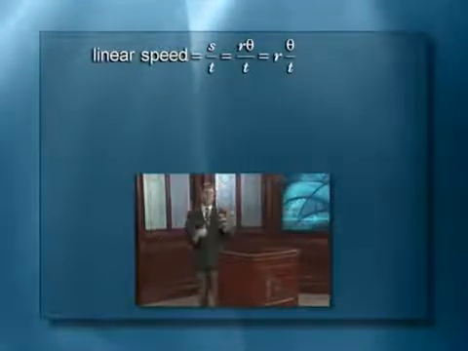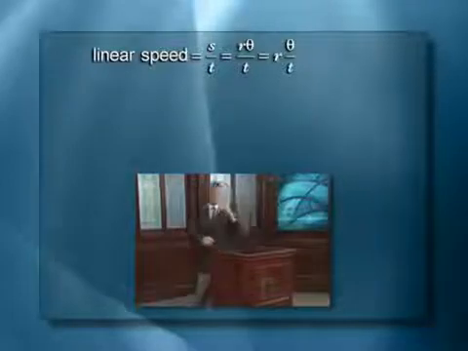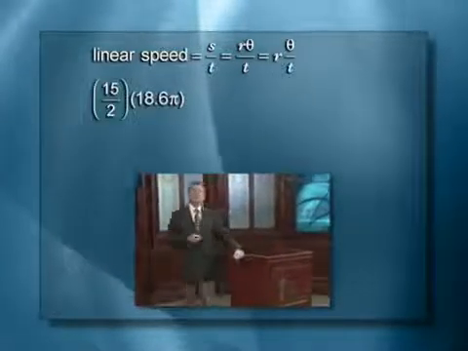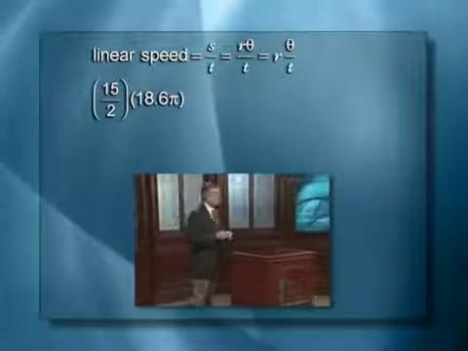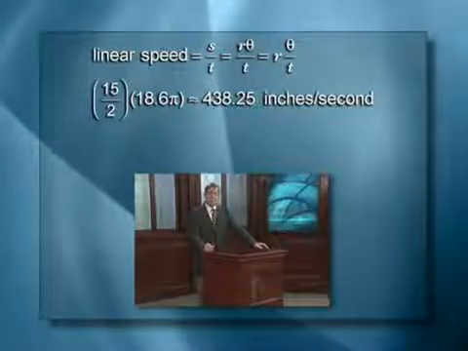Now here's that trick question. Remember, we need r, and r is 15 divided by 2, the diameter divided by 2. So 15 over 2 times 18.6 pi, multiply that out with your calculator, and you get approximately 438.25 inches per second. Now to me, that's kind of a meaningless answer, because I'm not used to talking about cars going inches per second. That's kind of weird. So I converted this to miles per hour. And that took a little bit of work, but it's not hard to do. And if you convert it to miles per hour, it turns out to be about 24.9 miles per hour. That's how fast the car's moving. Isn't that cool? Great application, I thought.